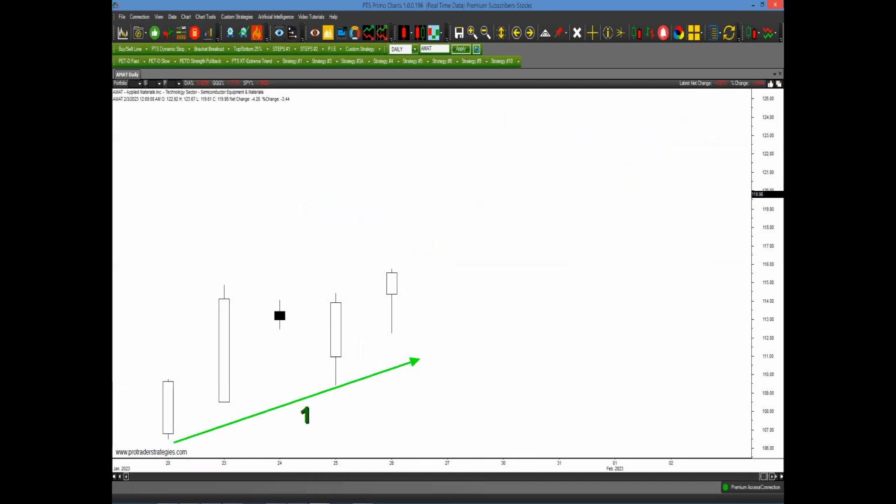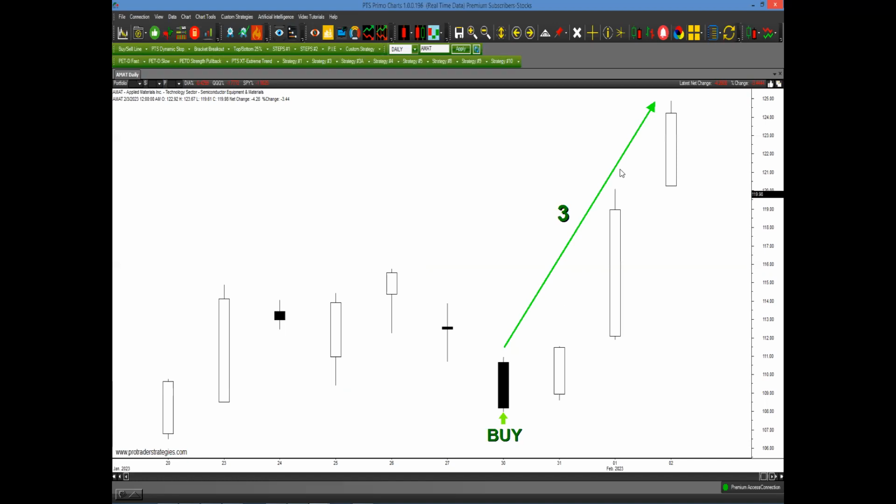Okay, here we are looking at this chart now in AMAT, all right? So we have phase 1. We're going higher. As the trade unfolds, we now go into phase 2, all right? Where we're now starting the pullback phase. A buy signal is generated right at the low of that shallow 2-day pullback. And then phase 3 begins to the upside. This is how simple this process is.